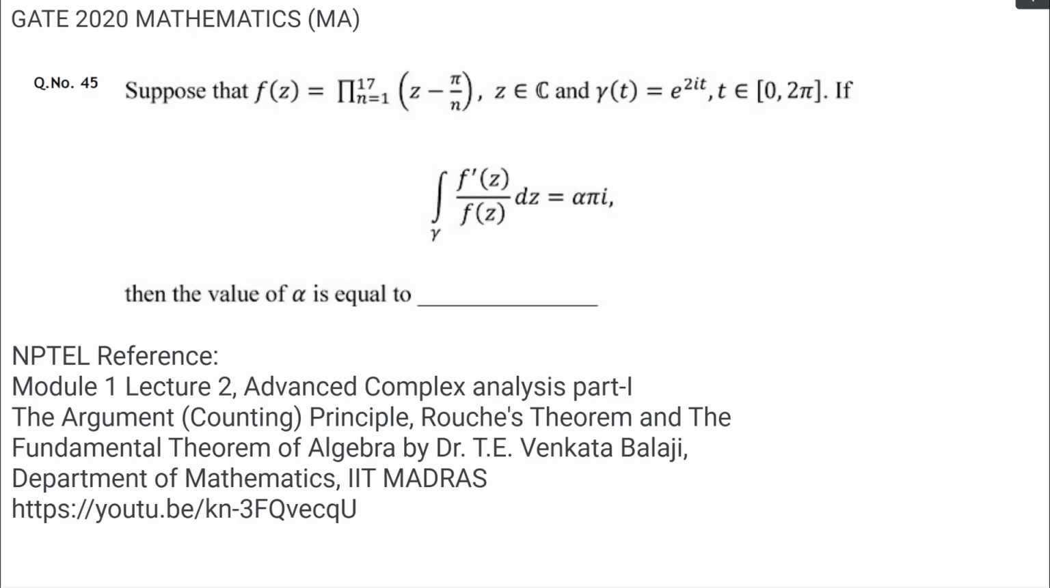If the integration over gamma of f dash of z divided by f of z dz equals alpha pi I, then the value of alpha is equal to what? So it is given the integration of f dash of z divided by f of z dz in terms of alpha pi I. Now we have to calculate the value of alpha.